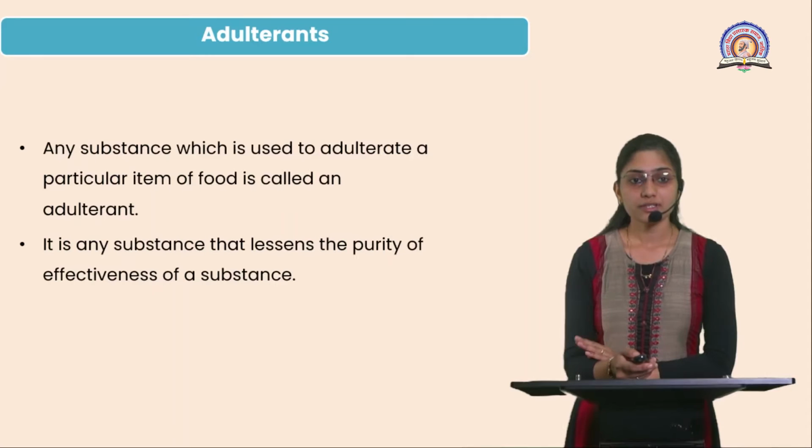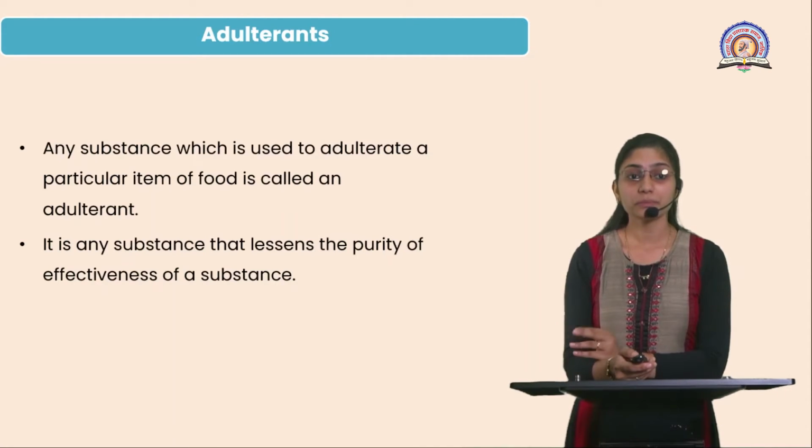Adulteration is a process in which adulterants get added. But you should know what is meant by adulterant. So what is an adulterant? An adulterant is any substance which is used to adulterate a particular food item. It means, simply, any substance which is intentionally added into the normal food. It is any substance that lessens the purity or effectiveness of any substance.